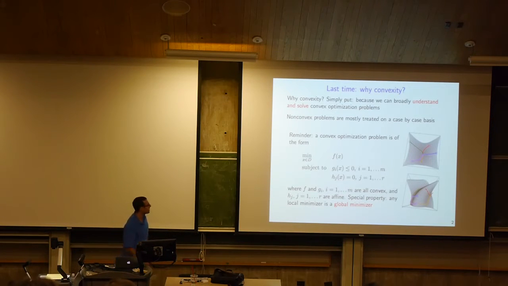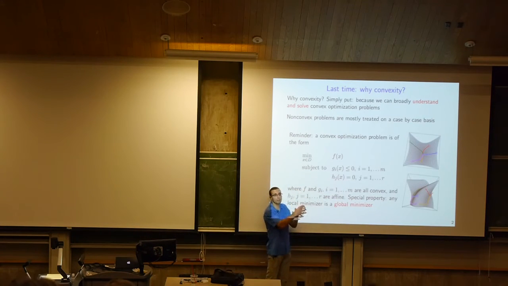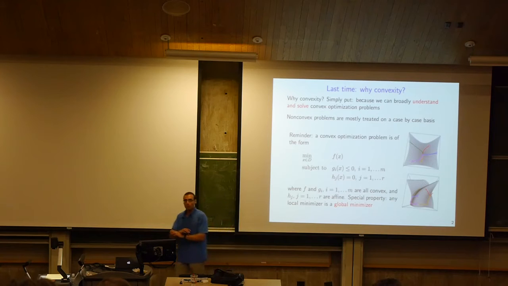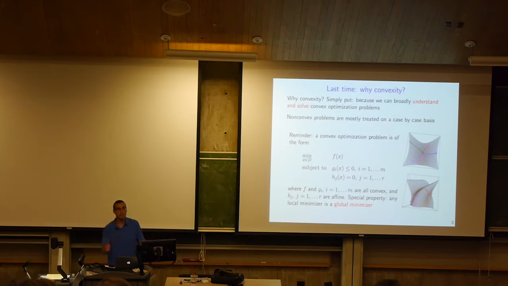And the key property was any local minimizer. So anytime I minimize this criterion locally, which means that in a ball around a point x, of a certain radius, my point x looks better in terms of its criterion value than everything else. If that's the case, then that implies for convex problems that x is globally optimal. So it has at least as good criterion value as everything else that's feasible. We actually proved that last time.